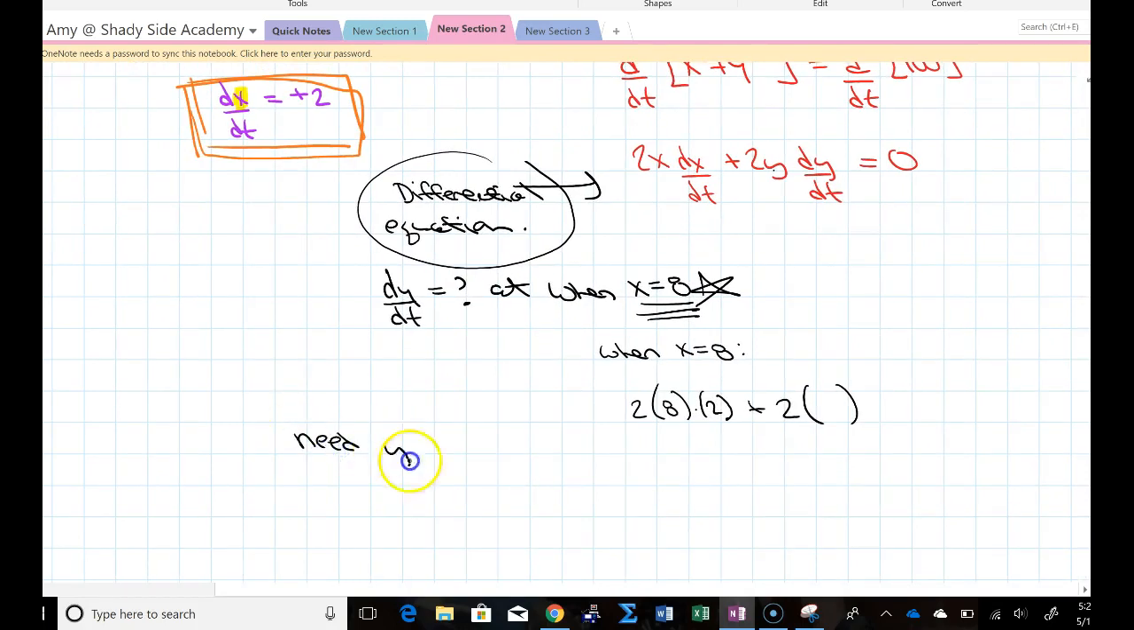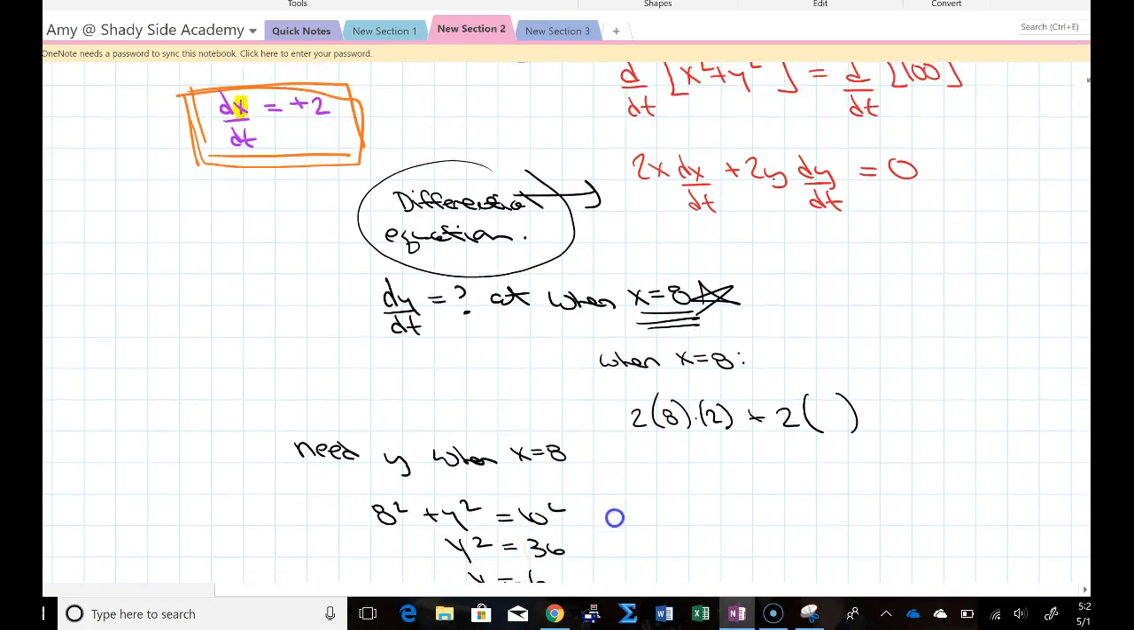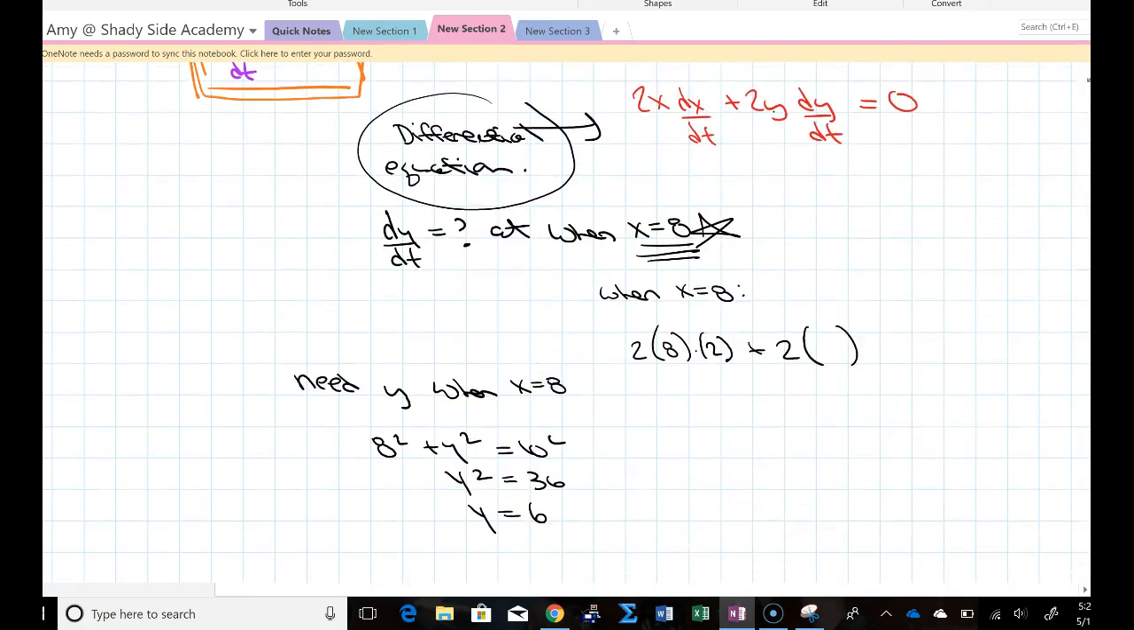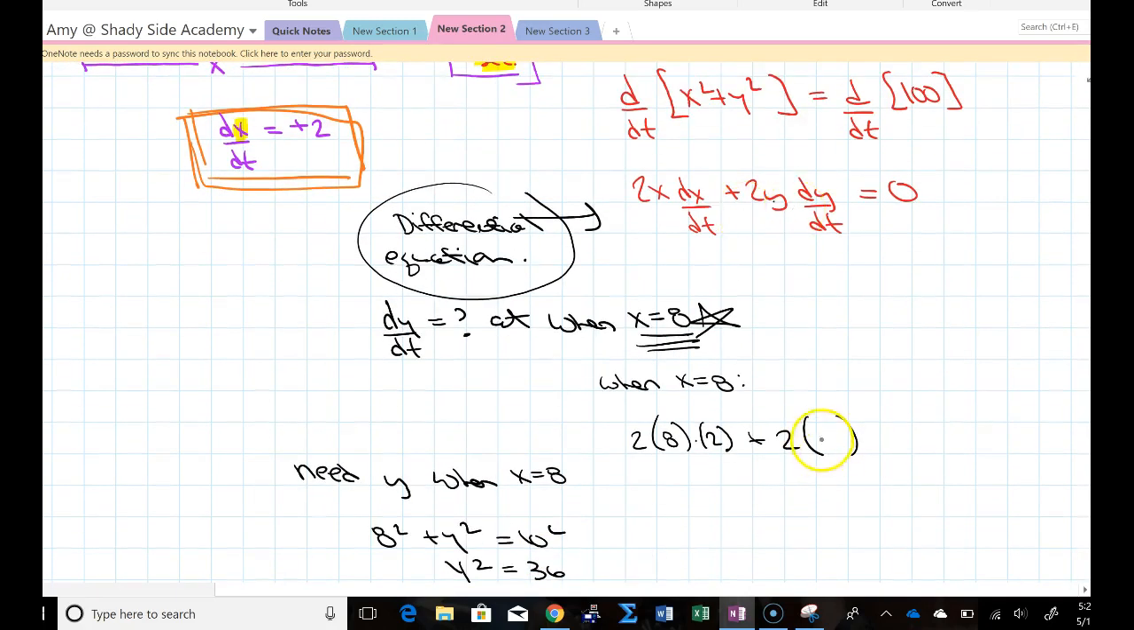Need y when x equals 8. Well, when x equals 8, 8 squared plus y squared equals 10 squared. Or y squared equals 36, or y equals 6, right? That's from the Pythagorean theorem. So now I know when x equals 8 is the same time when y equals 6. So 2 times y times dy/dt when x equals 8. Oh, good. That is what I'm looking for, my unknown rate.